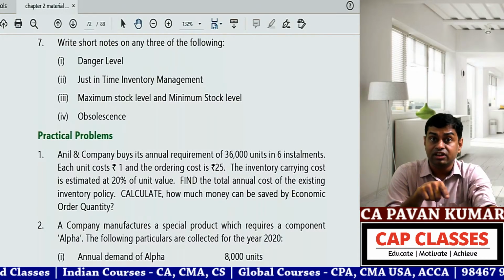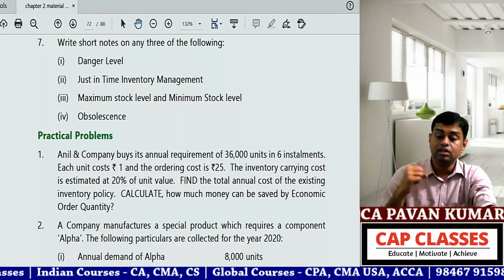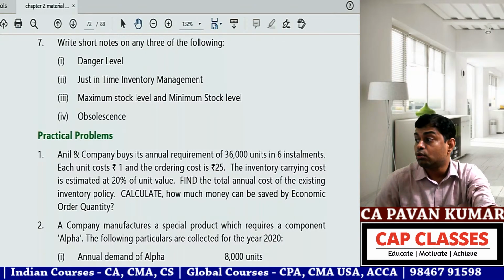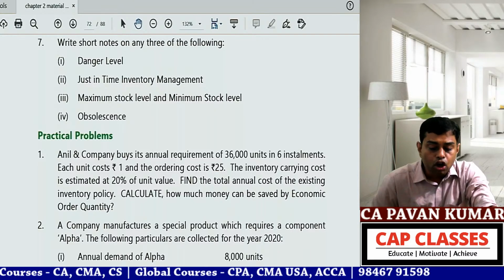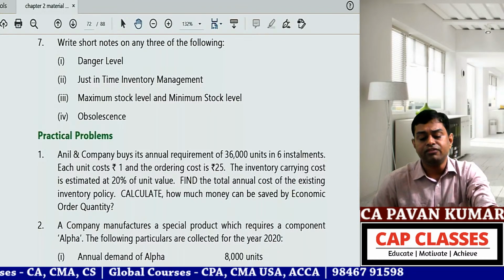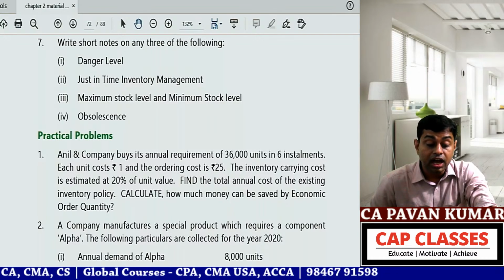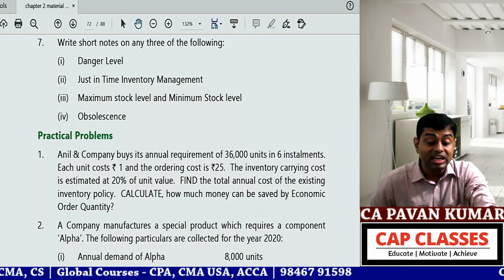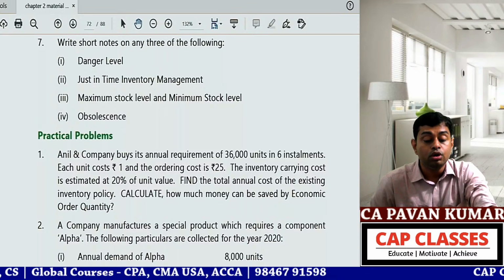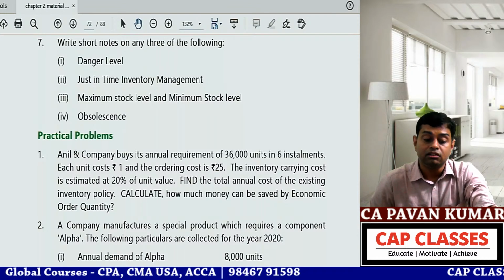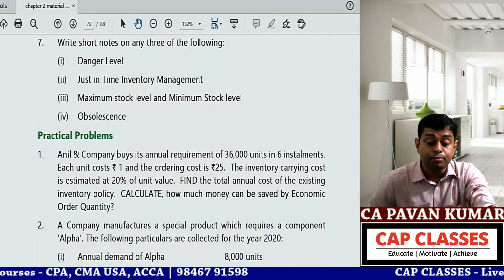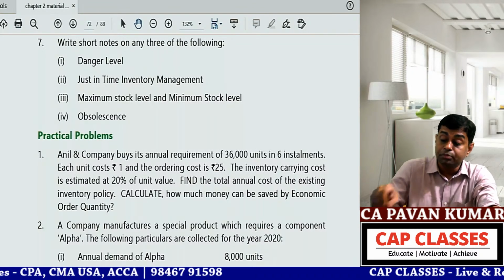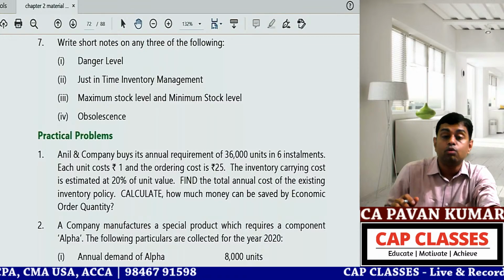So 36,000 divided by 6, 6,000. So their reorder quantity is 6,000. Correct? Correct, sir. Each unit costs 1 rupee and the ordering cost is 25 rupees. Very good. The inventory carrying cost is estimated at 20% of the unit value. 1 rupee into 20% is equal to 0.2. Find the total annual cost of the existing inventory policy. Calculate how much money can be saved by economic order quantity.